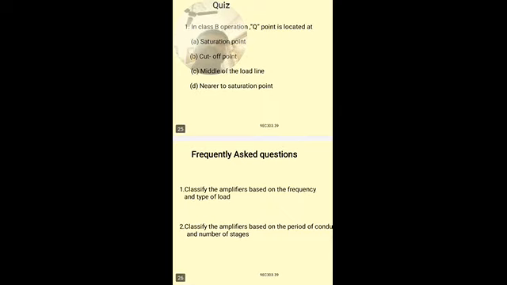Classify the amplifiers based on the period of conduction and number of stages. Based on the period of conduction, amplifiers are classified into class A, class B, class C, class AB amplifiers. And based on the number of stages, amplifiers are classified into two types: single stage and multi-stage. The multi-stage amplifiers are further classified into RC coupled amplifier, transformer coupled amplifier, direct coupled amplifier, and impedance coupled amplifier.